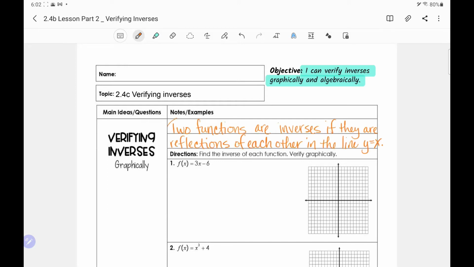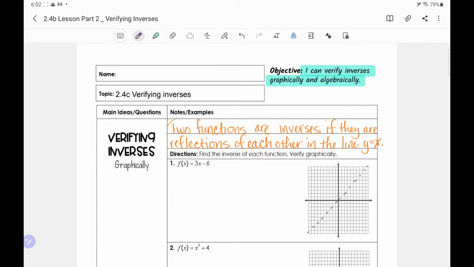So here's the description. Two functions are inverses if they are reflections of each other in the line y equals x. So let's first remember that y equals x would be this line that goes right here diagonally across the coordinate plane. Okay, so let's look at this first one. We should be able to graph relatively easily on our own because it's a linear function, 3x minus 6.